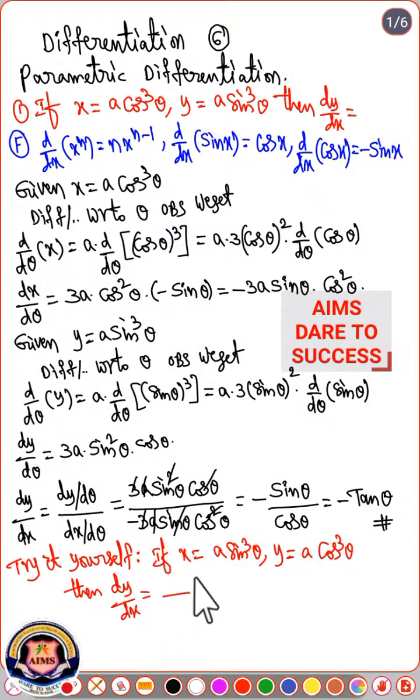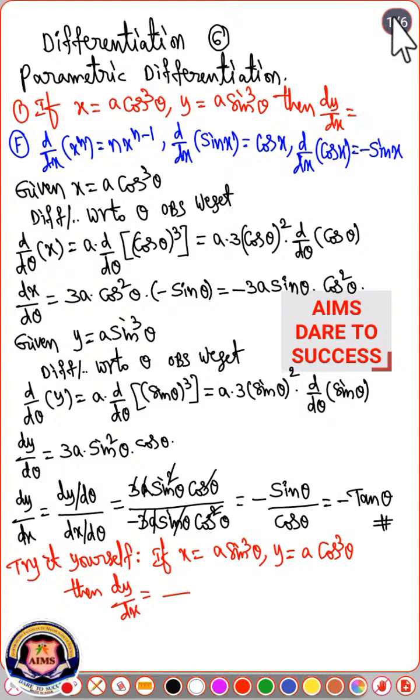Okay. So when you have x is a cos cube theta, y is a sin cube theta, then dy by dx is equal to minus tan theta, you can remember as a short trick. By using that short trick, you can try to simplify this also.